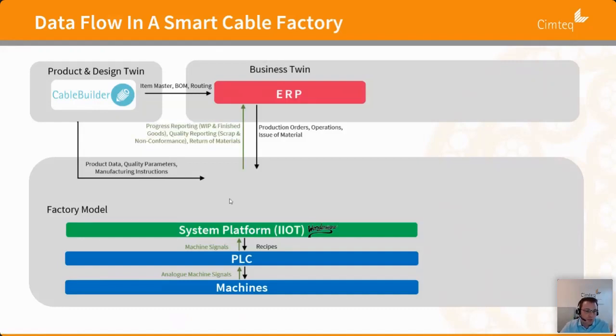Then, of course, your shop floor has to report back to the ERP. How many meters of good cable did I make? How much work in progress do I have? How much scrap did I have? How many non-conforming meters of cable do I have?